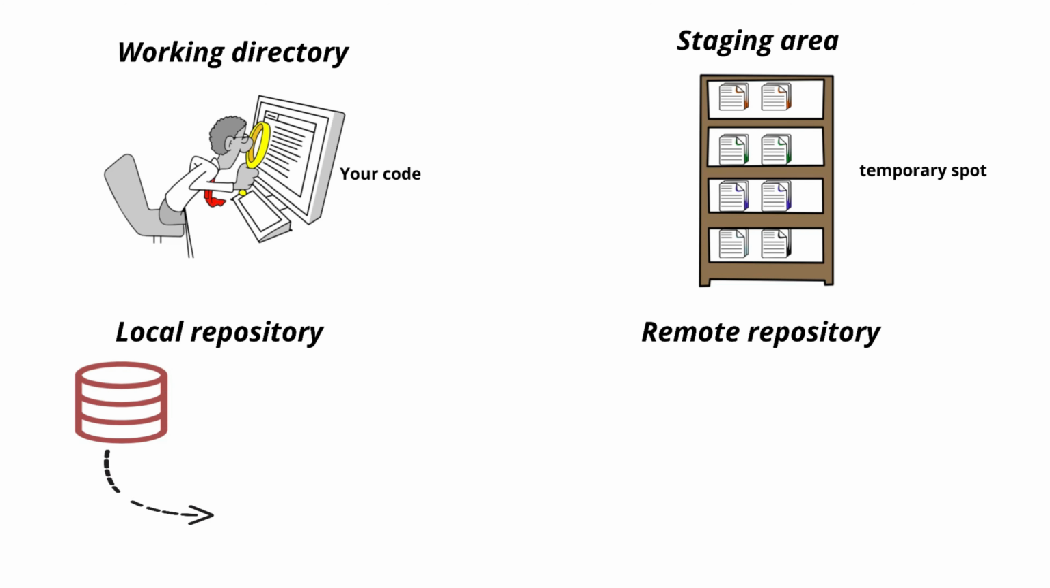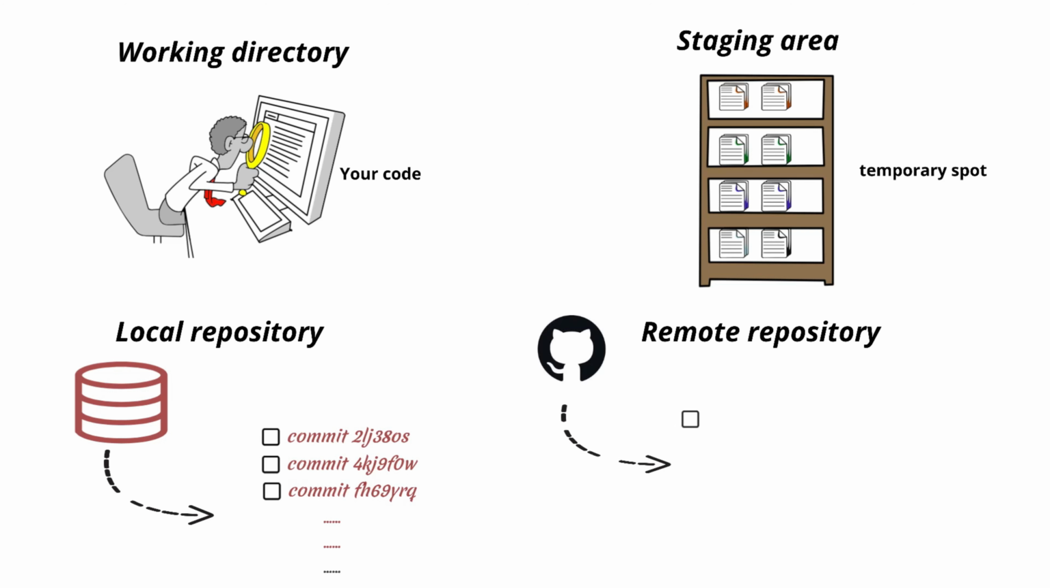Then the third one is the local repository, where your committed snapshots are stored. This is your personal project history. And the fourth one is the remote repository, a shared server like GitHub or Bitbucket, where your team can collaborate.